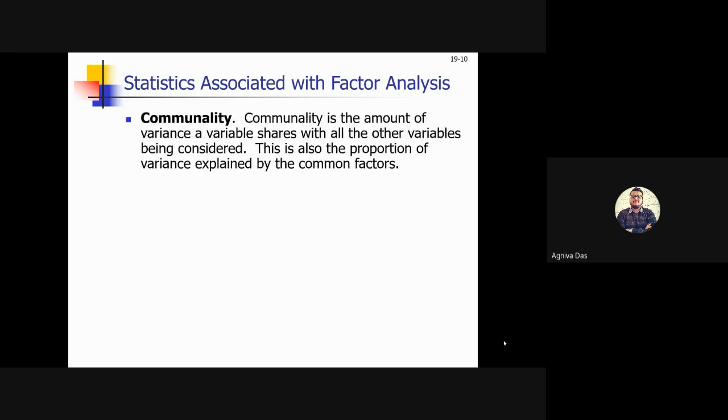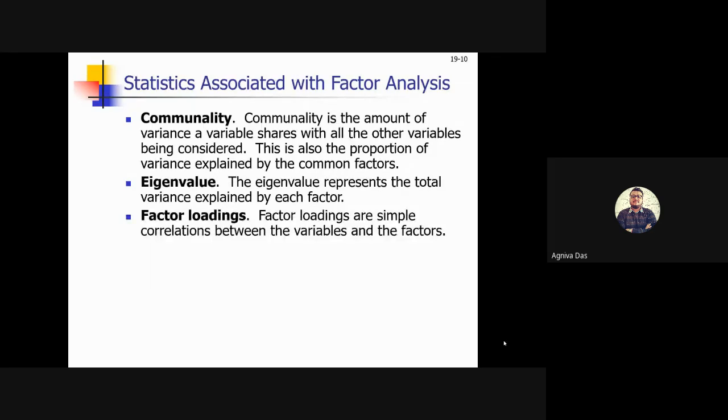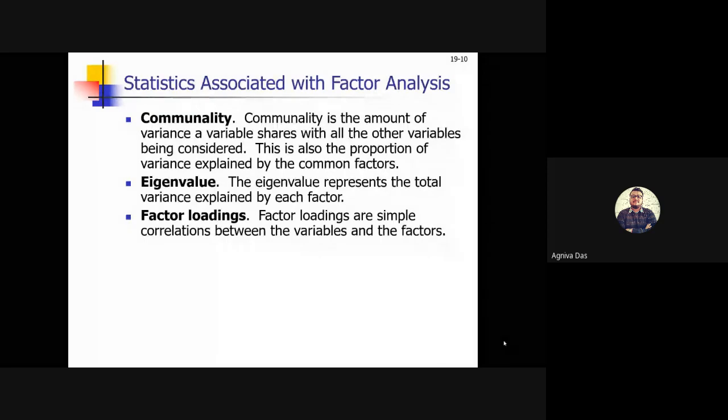Now, the communality is the amount of variance a variable shares with all other variables, as we have discussed earlier. The eigenvalue is the total variance explained by each factor. Again, here the definition of eigenvalue is purely in context with factor analysis. Mathematically, eigenvalue has a lot more geometrical interpretation associated with it, but we will not go there. You can take this as a contextual definition of eigenvalue purely in the context of factor analysis, that it represents the total variance explained by each factor.